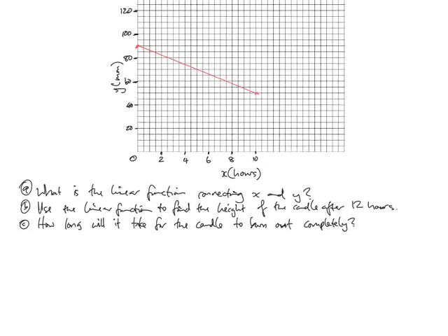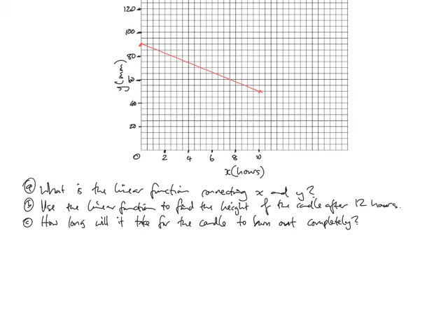We need to use the graph to help us find A, what is the linear function connecting x and y? So I've told you the linear function in any straight line is going to be y is equal to mx plus c. We need to find what m is. M is the gradient, and we've said that the gradient is the difference between the y-coordinates of 2 points divided by the difference between the x-coordinates of 2 points. So we need 2 points here. Let's do this. That's point 1, and this will be point 2.